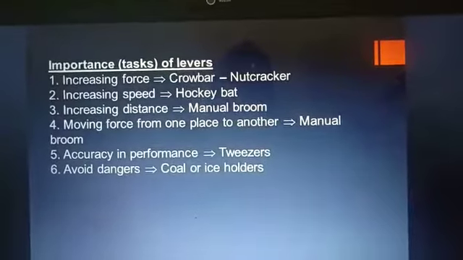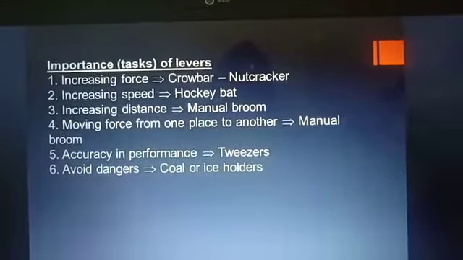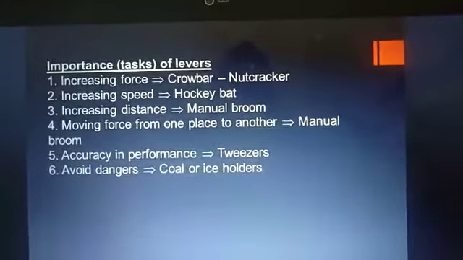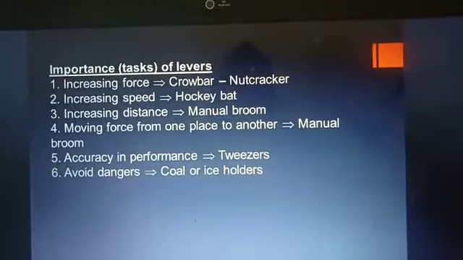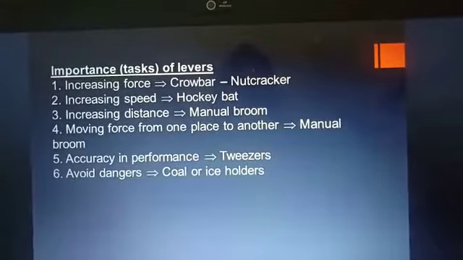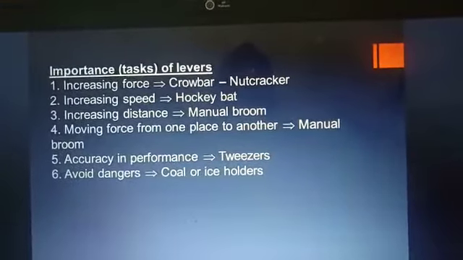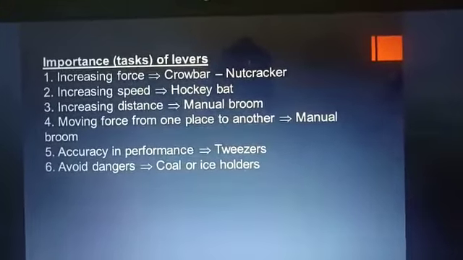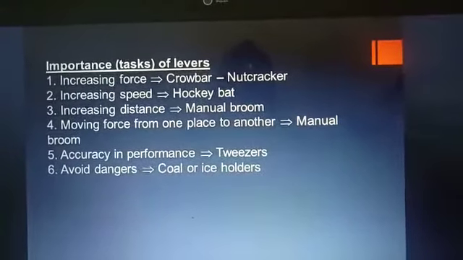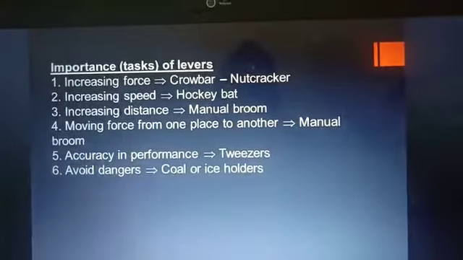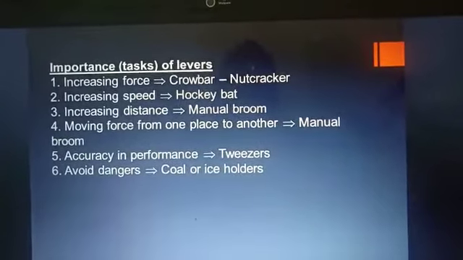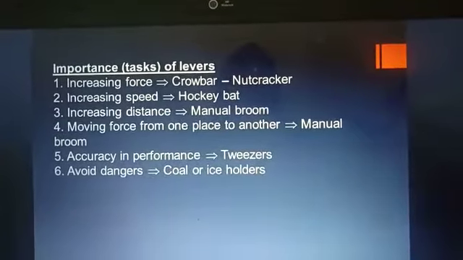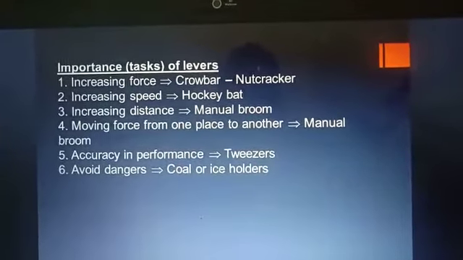Can I lift a coal by my hand? Of course not. Can I hold it by my hand? No. So I want something to help me to save and protect my hand and hold this coal. This holder is called a coal holder, but I can say it's a lever. Why is it a lever? Because it helps me avoid danger to my hand and saves my hands.